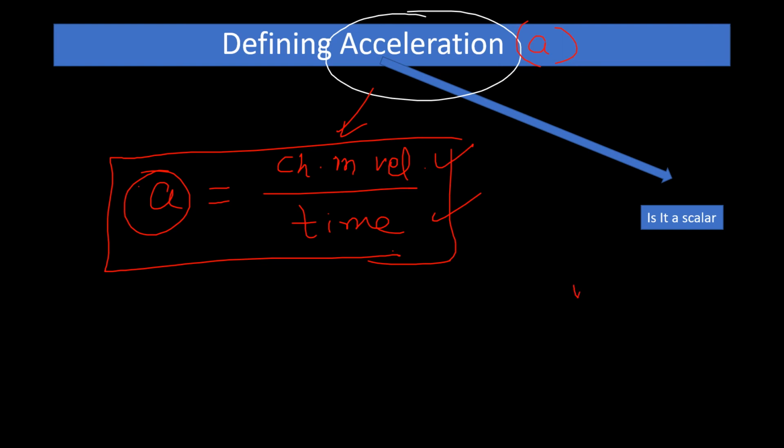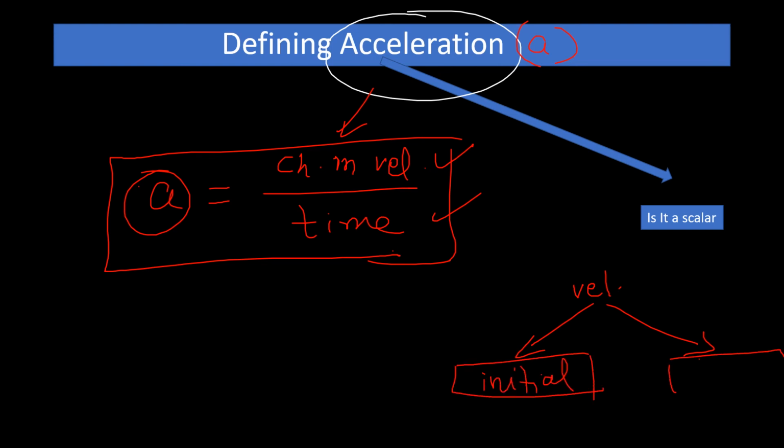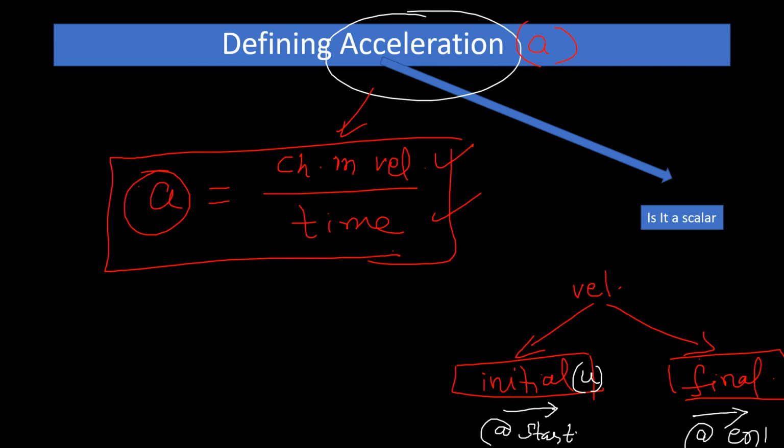So guys, if we talk about velocity, make a small note that there may be two kinds of velocity. One is initial velocity, the other one is final velocity. So what do we mean by this initial and final velocity basically? Initial velocity, as the name suggests, is that velocity which is associated at the start of the motion, and it's represented by the letter u. Final velocity is the velocity at the end of the motion, and we represent it by v.